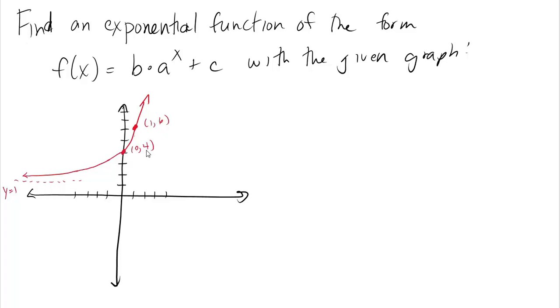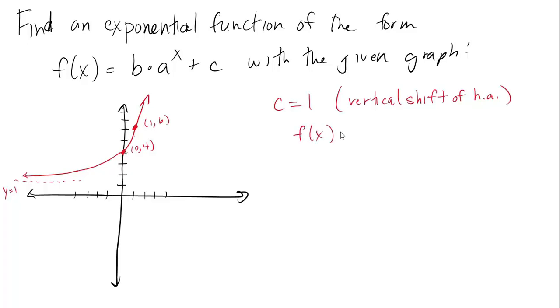The y-intercept is at 0, 4, and that might make you think that b is equal to 4, but be careful about that. We're going to have to check that out because there's also been a vertical shift. Notice that the horizontal asymptote isn't at y equals 0, it's been shifted up to y equals 1. Well, if the horizontal asymptote has been shifted up 1 unit, then that means that c must be equal to 1. Now we can update our model.